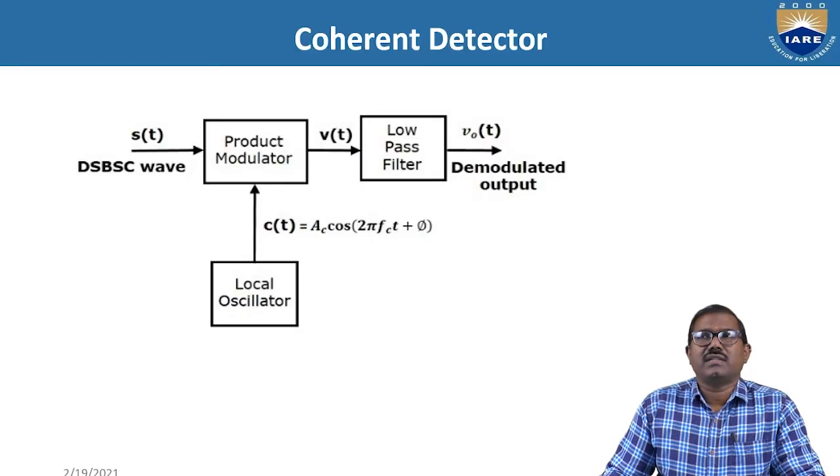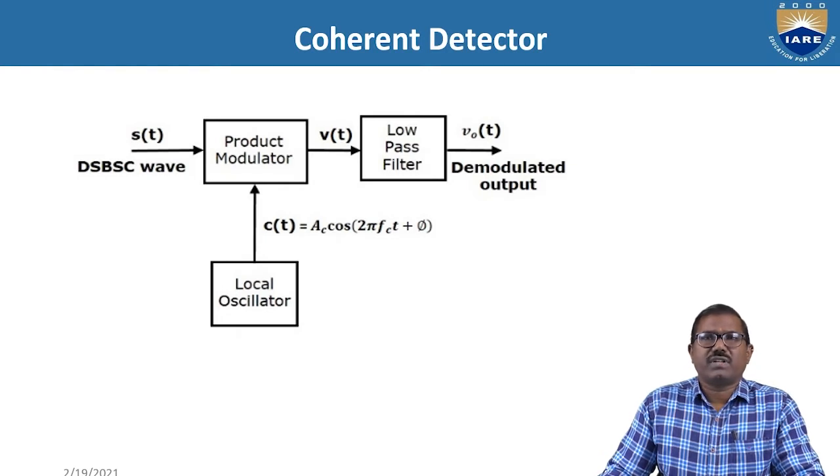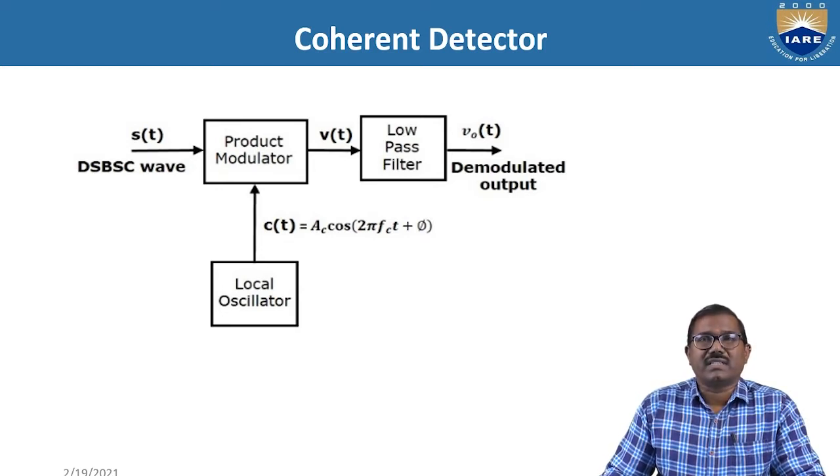So this is the coherent detector. This coherent detector has three modules. The first one is a product modulator, which is given a local oscillator, and we have a low pass filter. So these are the main blocks that the coherent detector has.